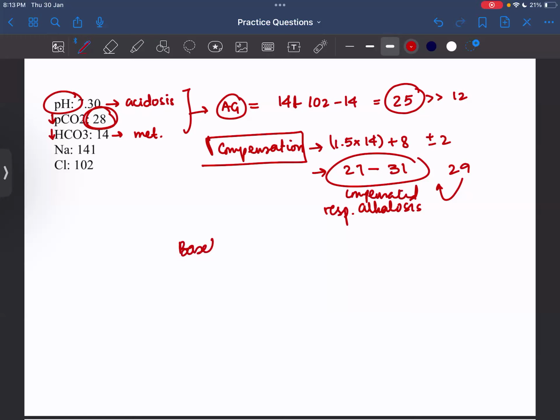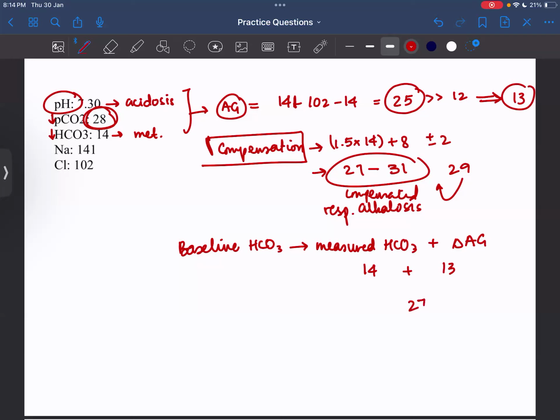Next we look at the baseline to know if there are any baseline disorders going on. So this would be baseline bicarb, which is measured bicarb plus the change in anion gap. The measured bicarb was 14 plus the change is 13, which equals 27. 27 is more than 24, so we would say that there was a pre-existing disorder going on, and in this case this would be pre-existing metabolic alkalosis. Okay, perfect.